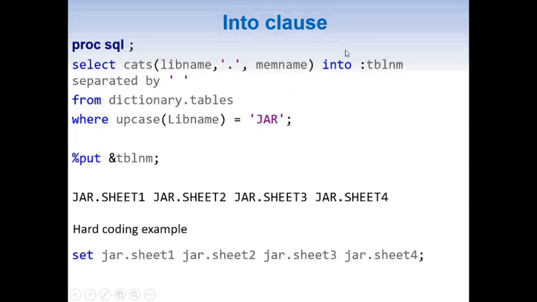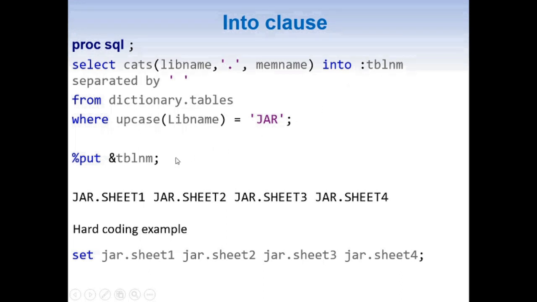All that we are doing in this query is adding an into clause wherein we are saying into colon and the macro variable name. Here the macro variable name is tblnm, separated by space. This creates our macro variable and it wraps up all the values which are generated here into this macro variable.